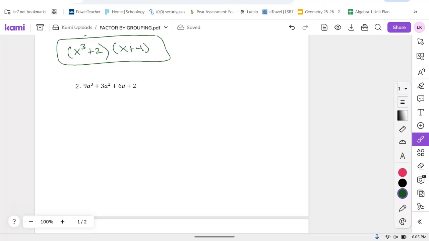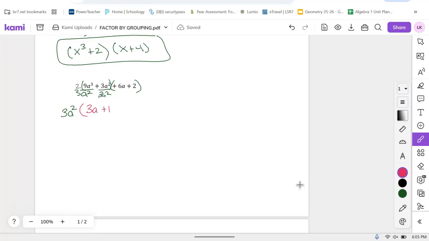All right, number 2, I have 9a cubed plus 3a squared plus 6a plus 2. I do not have a greatest common factor. I could do 3, but then I have that 2 at the end, and I can't take 3 out of that. So I'm going to group them together. My first binomial, 9a cubed plus 3a squared, I can take a 3a squared. I'm going to divide by 3a squared from each one.